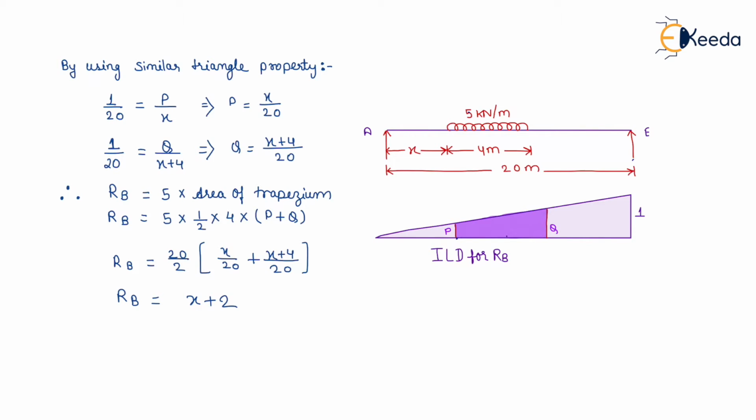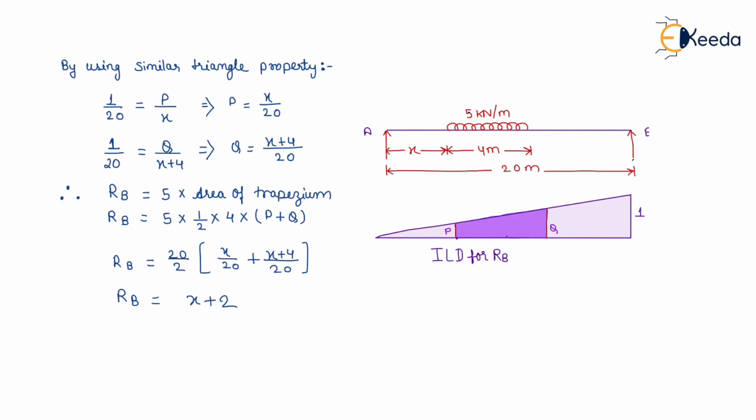Now for finding the value of RB, we need to plot the influence line diagram for RB, for which we need to lift the support B by unit amount and the resulted deflected shape will be the ILD for RB. Now we need to determine the values of ordinates P and Q. It can be determined from the similar triangle property: 1 by 20 equals P by x, so P will be equal to x by 20. Similarly, Q will be (x plus 4) by 20.